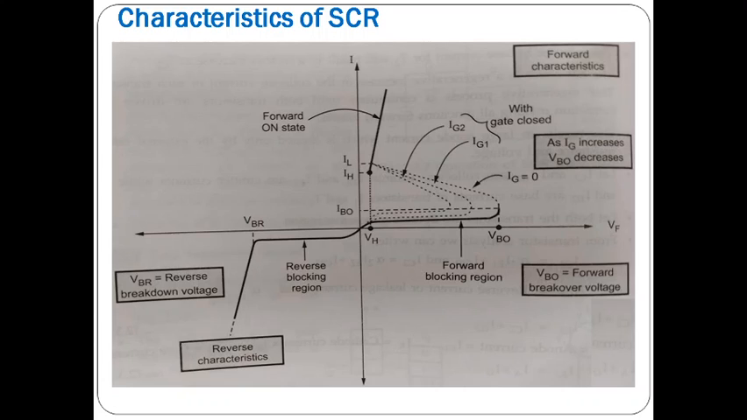If the forward current falls below the level of the holding current IH, here we can identify IH, which is the holding current. What is holding current? It is the value of current below which the SCR switches from the conduction state to the forward blocking state.